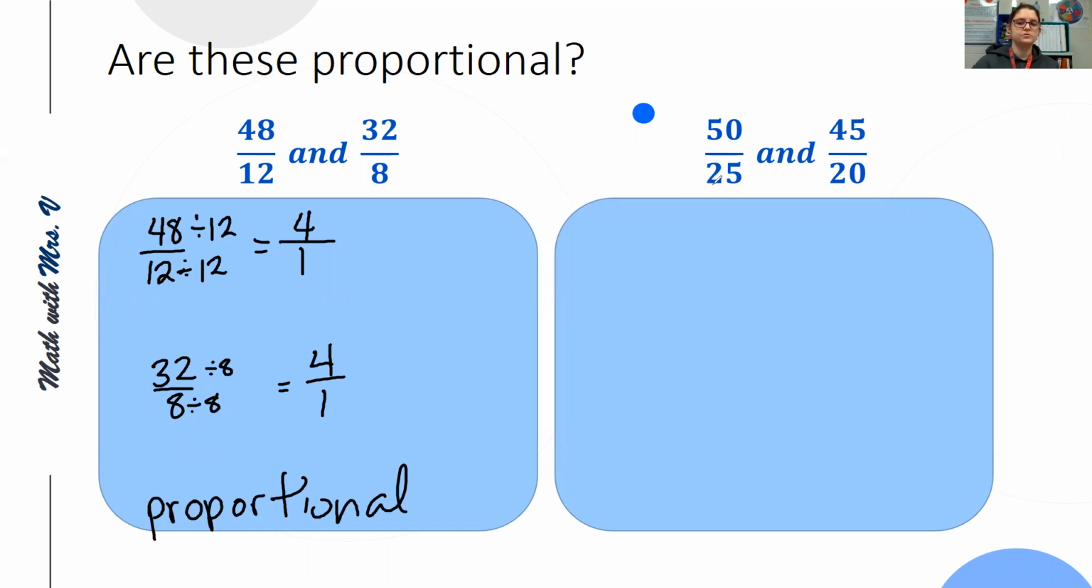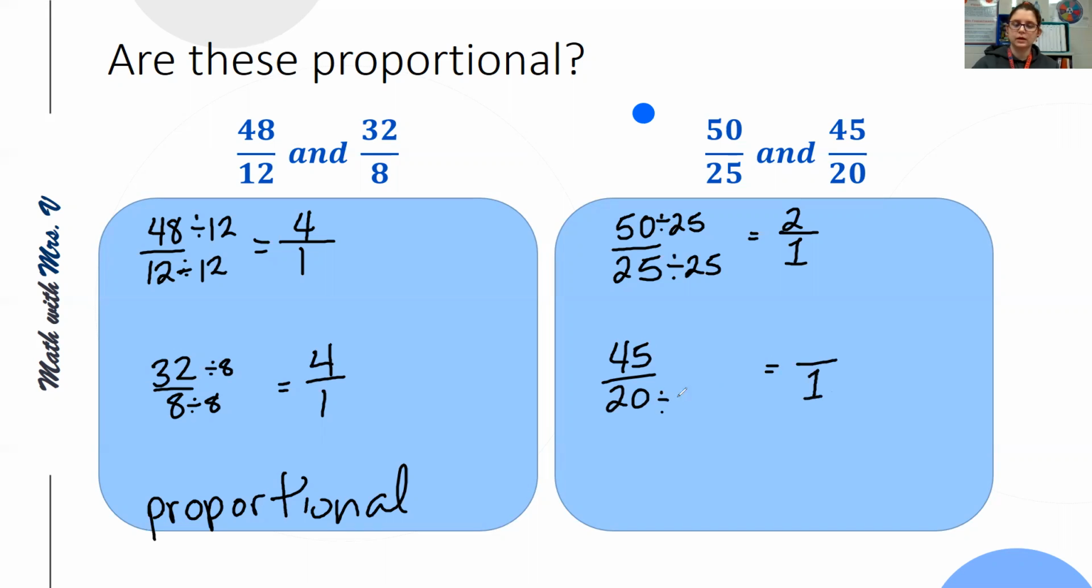My next one, 50/25. We're looking for its unit rate, something over 1. To turn 25 into 1, I divide by 25. 50 divided by 25 is 2. My next one, 45/20. We're looking for my unit rate of 1. I'm going to divide by 20. So 45 divided by 20 is 2.25. So these are non-proportional. They have different unit rates.